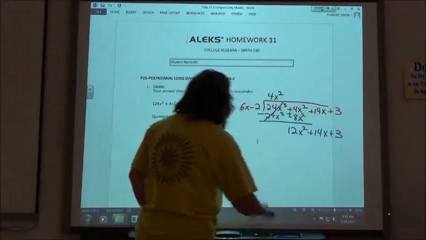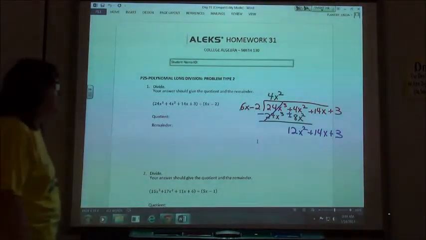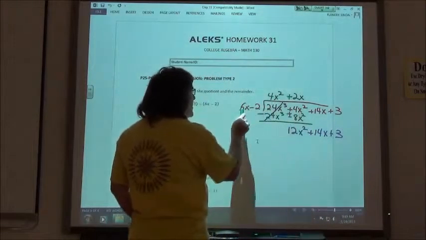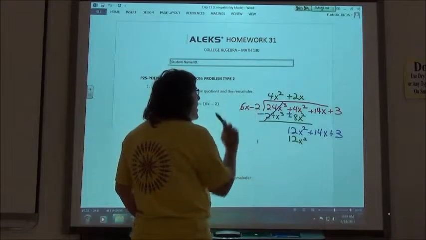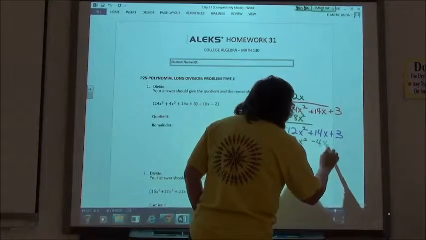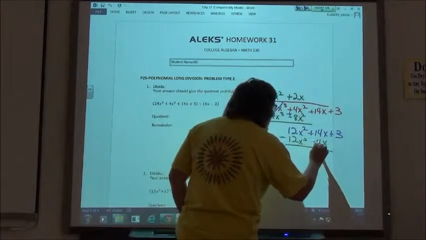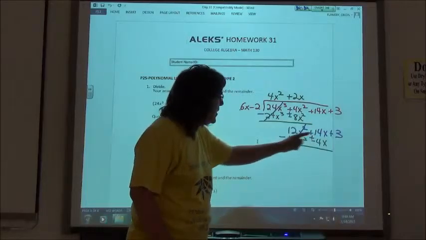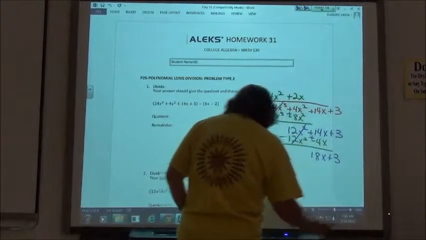So what times 6x gives us 12x squared? 2x. So we put a plus 2x up on top. 2x times 6x is 12x squared. 2x times a minus 2 is a minus 4x. But then we subtract, so we change our signs. The 12x squareds cancel out. 14 plus 4 would give me 18x plus 3.